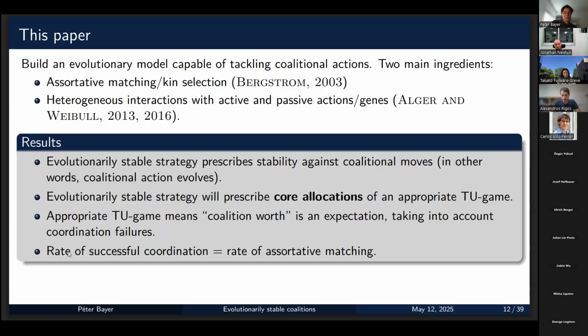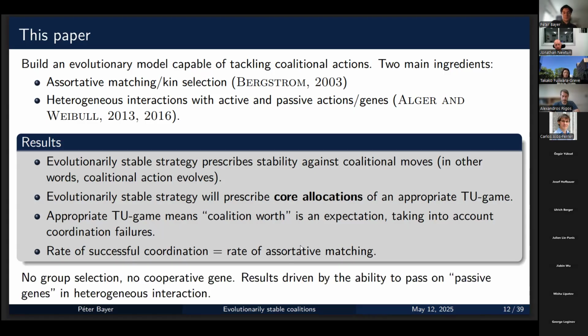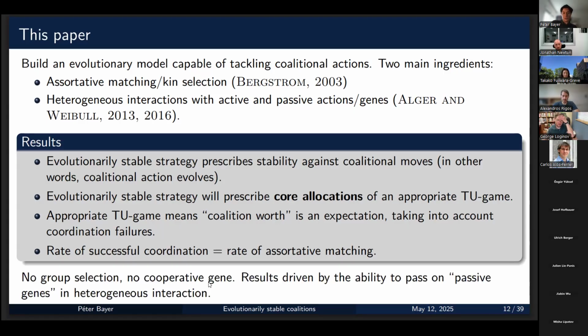And as a side note, when I'm taking into account how frequently coordination failures arise, the rate of successful coordination will be equal to the rate of assortative matching, which again is something that I will define soon. So I'm not assuming group selection, I'm not assuming any cooperative genes. The results are all driven by this ability to pass on these passive genes in a heterogeneous interaction.